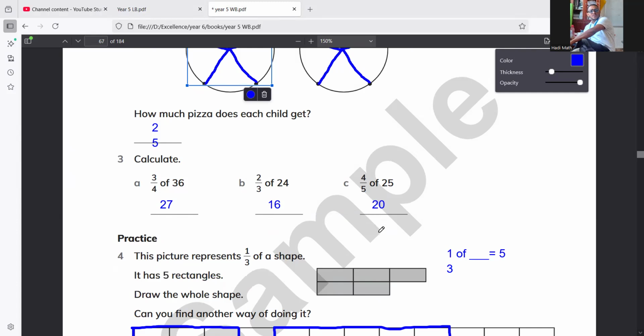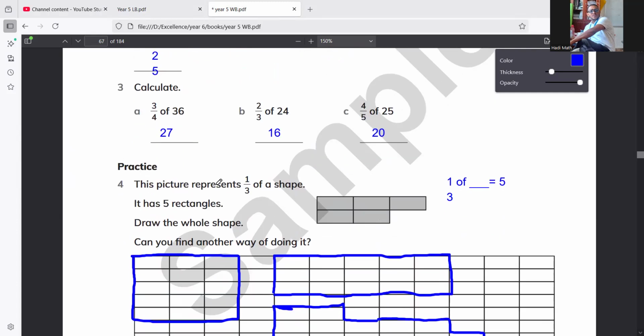Let's go to question number 4. They say this picture represents 1/3 of a shape. It has 5 rectangles. Draw a whole shape. Can you find another way of doing it? Before we do this, we need to know what the number is. We said 1/3 of a shape is equal to 5. We need to find the whole shape.